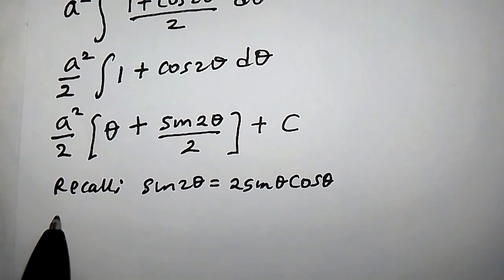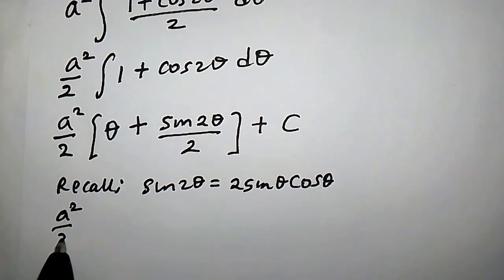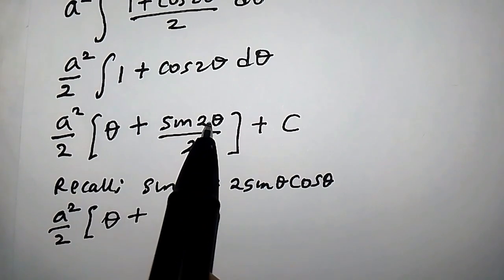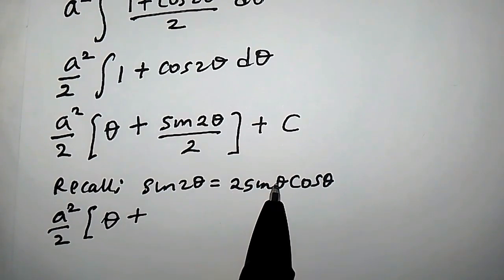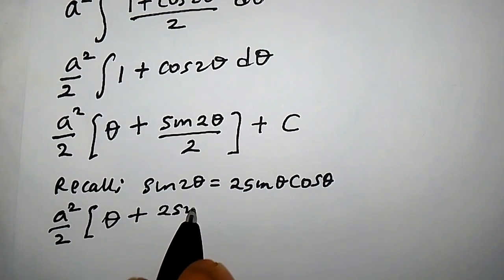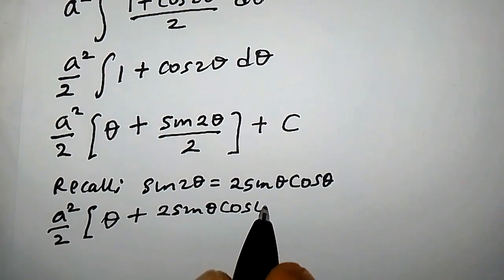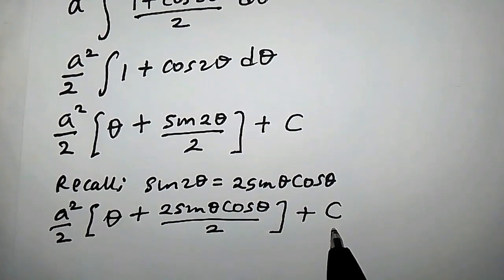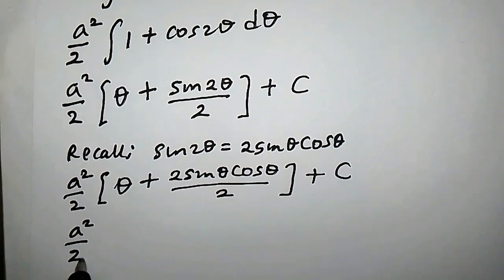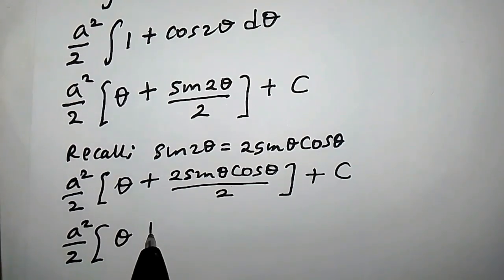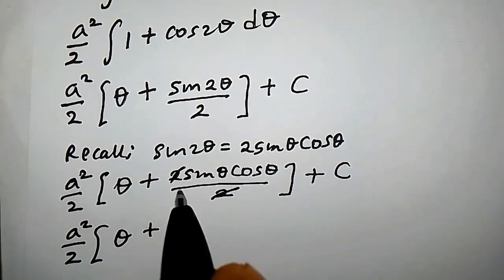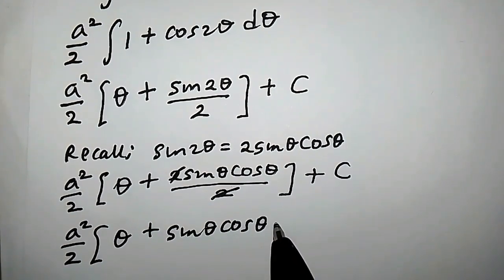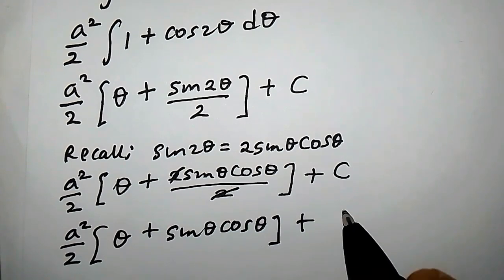So from this line, we have a squared over 2 into theta plus, in place of sine 2 theta now, we write 2 sine theta cos theta, divided by 2, plus c. a squared divided by 2 into theta plus, clearly 2 cancels 2. We are left with sine theta cos theta, close the bracket, plus c.